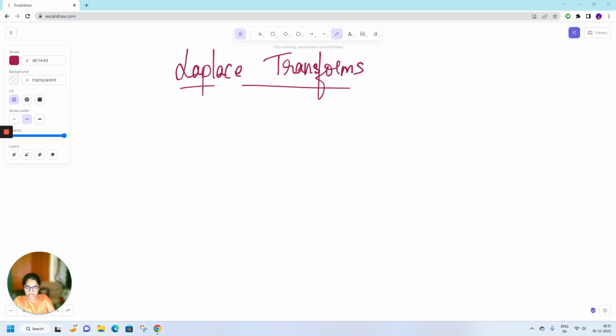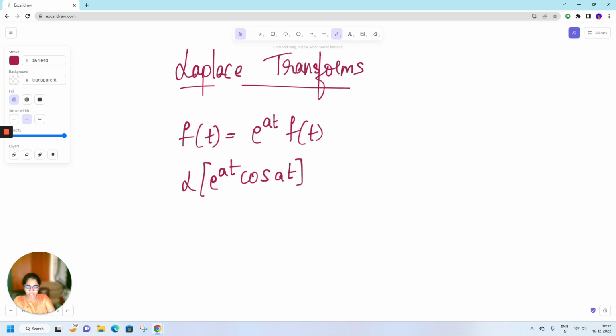functions. Say I have f of t as something like e power at into f of t. If I ask you to find the Laplace of e power at into cos at, how would you find it? There is no formula to reduce this to a sum of two terms or anything like that. We cannot apply to the product of this. We don't have any direct formula.